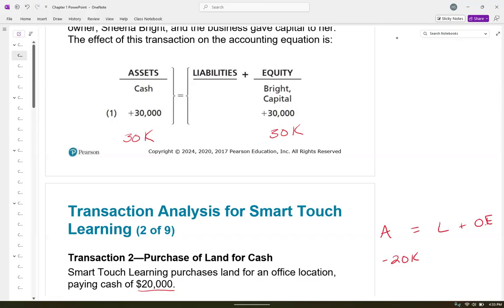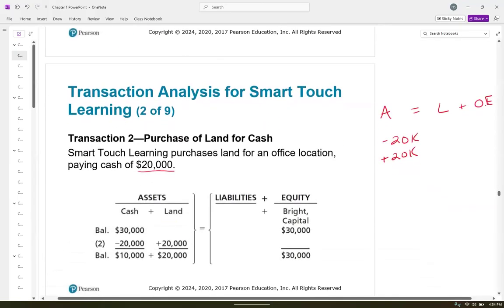And for that $20,000 cash, what did she get? She got land. What is land? It is also an asset. So we would decrease one asset, cash, and increase another asset called land.